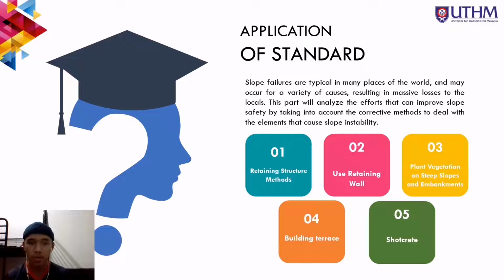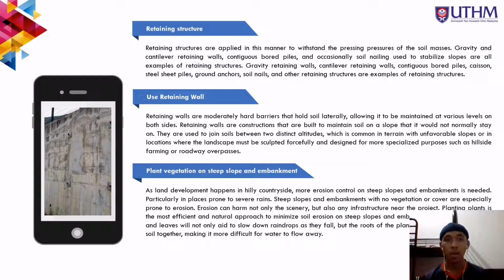For this part, we have 5 methods that we propose. The first one is retaining structure methods, then use retaining wall, plant vegetation on steep slopes and embankments, building terrace, and last but not least, shotcrete. All these 5 methods will be explained in more detail later. Okay, now we explain in more detail about the 5 methods that we propose.